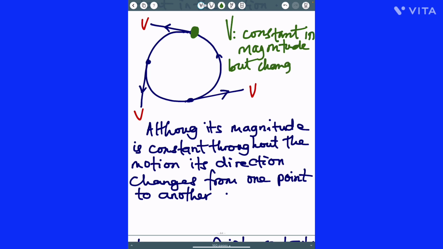Changes in direction. Changes in what? In direction. That's another point you must know about linear speed or the tangential speed of an object performing circular motion. So take note of that.